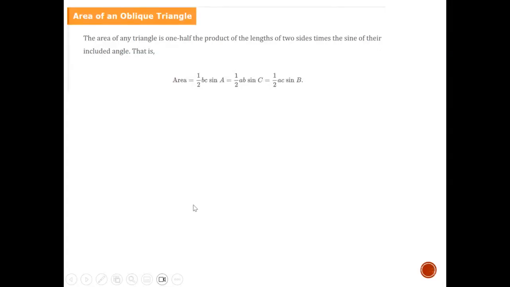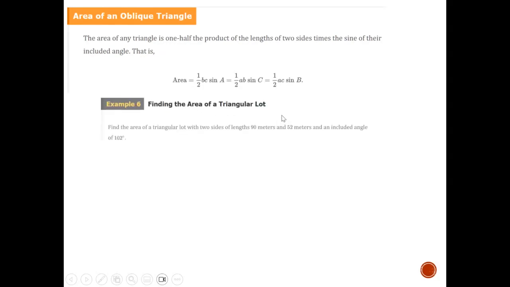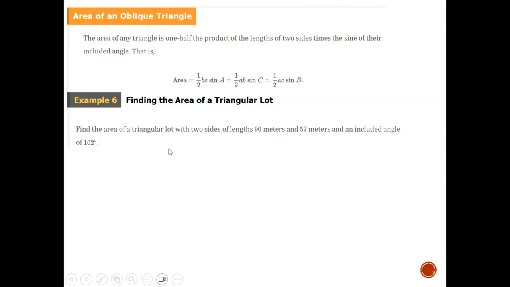Okay, now we're going to find the area of an oblique triangle. The area of any triangle is 1/2 the product of the lengths of two sides times the sine of their included angle. That is, the area is equal to 1/2 side B and C times sine of angle A, or 1/2 AB times sine of angle C, or 1/2 AC times sine of angle B.